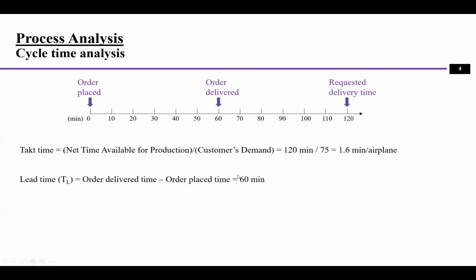Well, actually, the order was delivered 60 minutes earlier, which means it only takes 60 minutes, half of the time, to finish everything. So the lead time is order delivered minus order placed. The order was placed at time 0, while the order was delivered after 60 minutes. So the lead time is actually 60 minutes for this order, okay? And this is a concept.